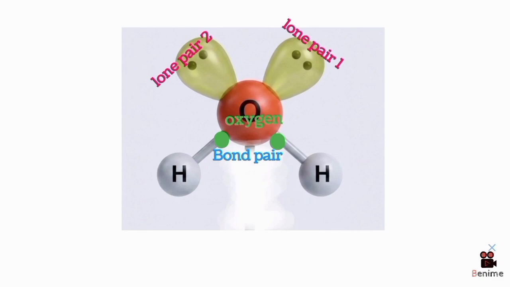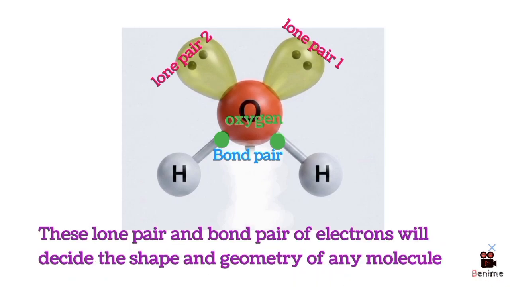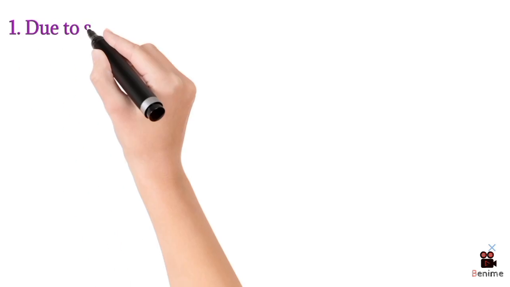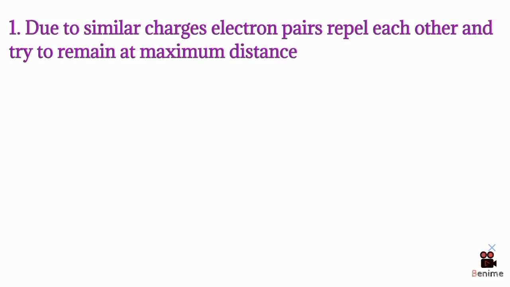According to VSEPR theory, these lone pairs and bond pairs of electrons decide the shape and geometry of any molecule. Due to similar charges, electron pairs repel each other and try to remain at the maximum distance.